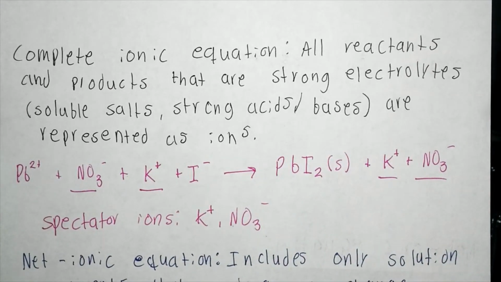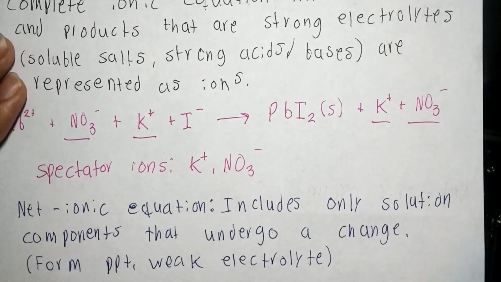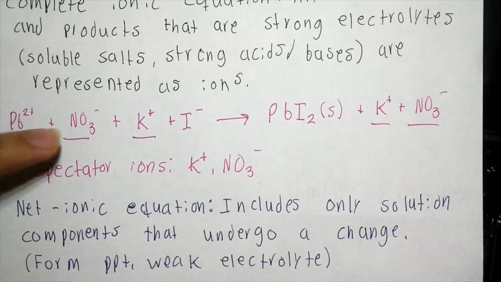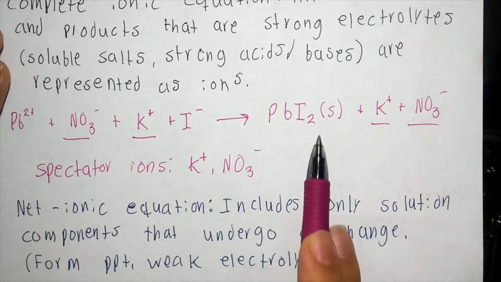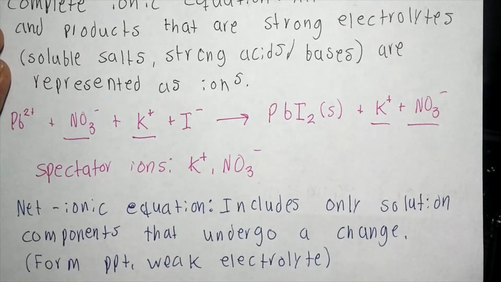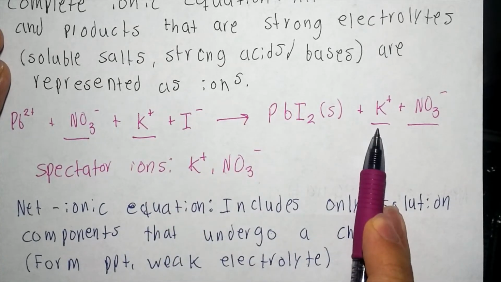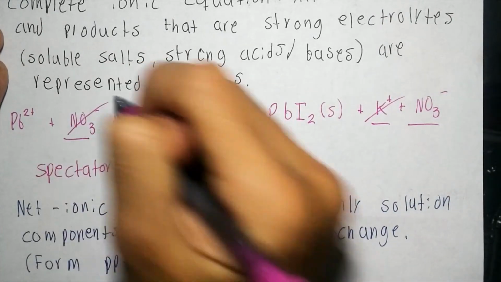And what this is useful for is for writing the net ionic equation. So what the net ionic equation is, it basically includes only the components that undergo a change, which basically means eliminating out any spectator ions. So we're going to take the complete ionic equation and we're just going to cancel out all the things that are not forming our precipitate, which in this case is lead 2 iodide. You can even think about this algebraically, and you see potassium ion is on the left side, potassium ion is also on the right side, so you can cancel those out, and you can do the same thing with nitrate.